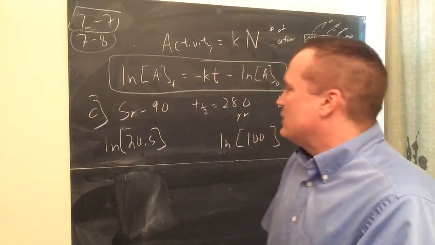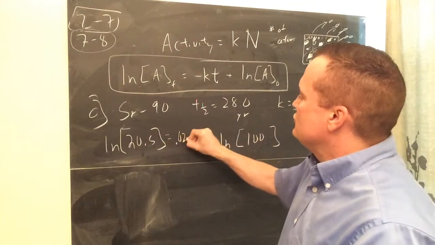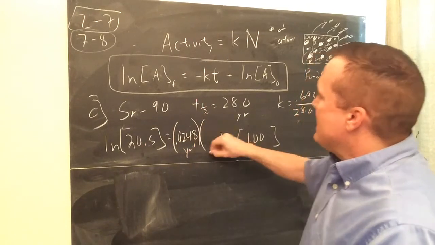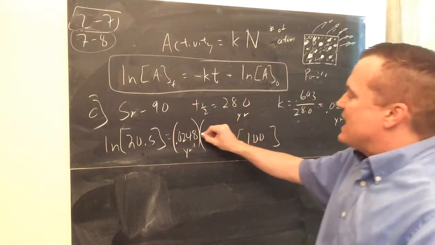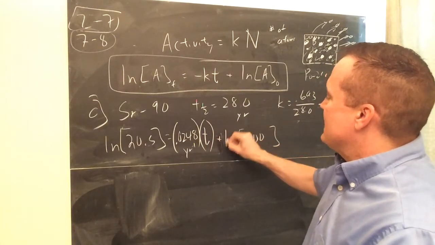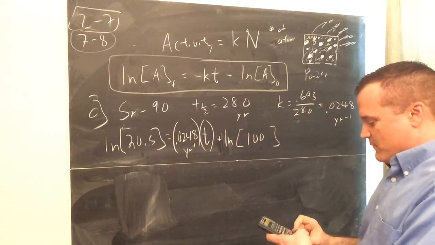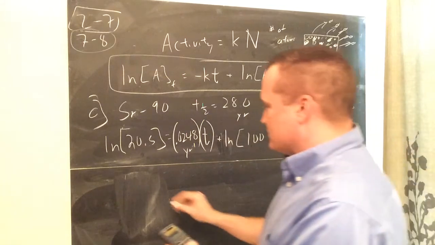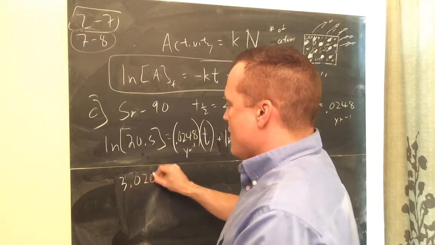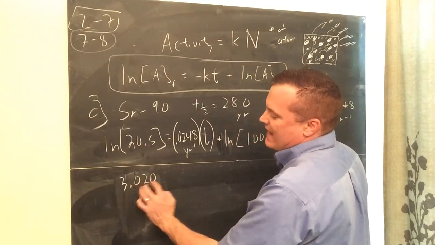So the natural log of 20.5 is equal to, here's my K value, 0.0248 year^-1 times the time, and we don't know the time, we're trying to find out what T is, plus natural log of 100. Okay, so I'll do the math here. So 20.5, the natural log is 3.020. What I'm doing in sig figs, if this has 3 sig figs, I'm putting 3 after the decimal.